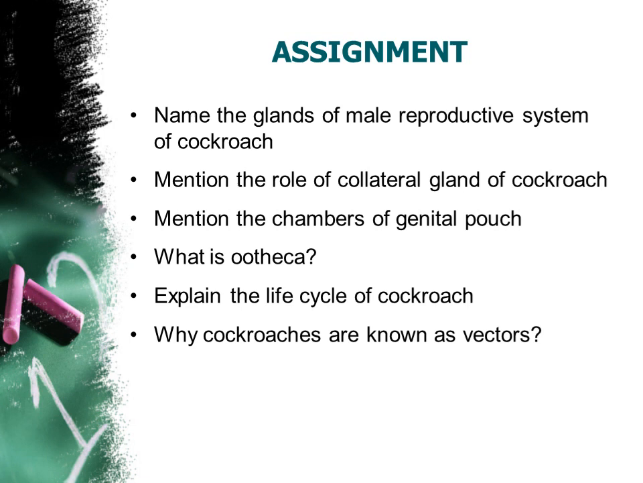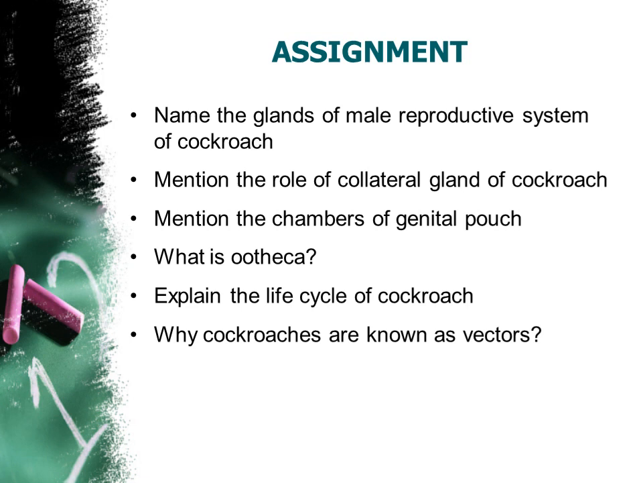Okay. Then the next question: mention the role of the collateral glands of the cockroach. What is the role? The collateral gland secretes the substance which forms the ootheca for the eggs. Fine. And what is ootheca? Ootheca is dark reddish-blackish brown in color, and it is a capsule, 12 millimeters in size, and inside this ootheca there are 16 fertilized eggs.